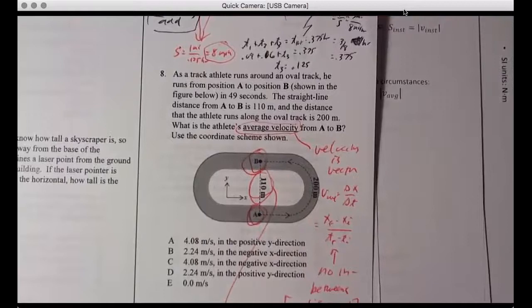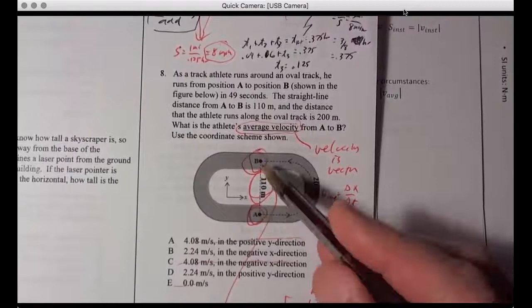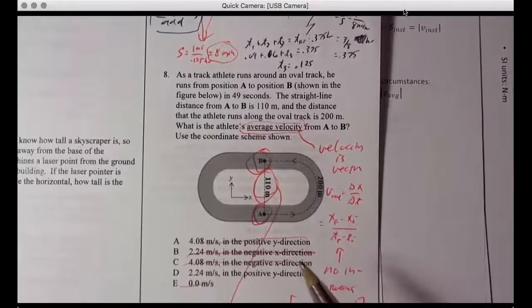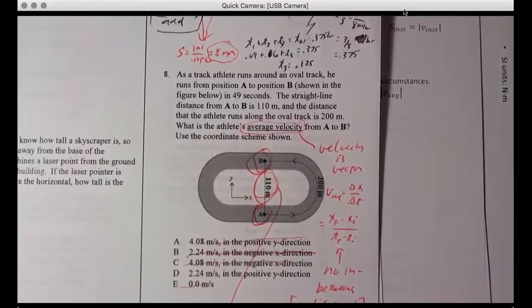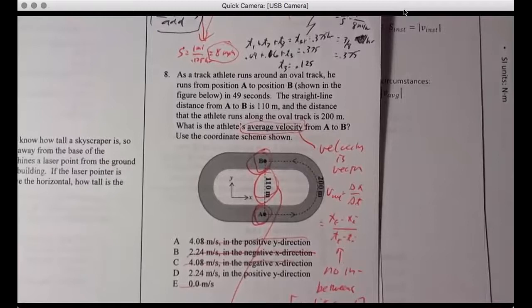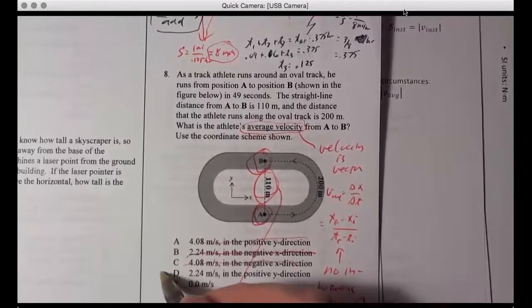And that says that we go here to go there, it's positive y direction. This way is plus y. So you can immediately throw out the x ones. You can immediately throw out the zero because it went somewhere. So this one could be that one, and it's now in the y direction. The average is equal to delta y over delta t, which is 110 meters over, what did we say, 49 seconds. If that was 50 seconds, it'd be about 2. It's just a little bit over 2 because of that. So it's pretty clearly going to be that one without even a calculator.